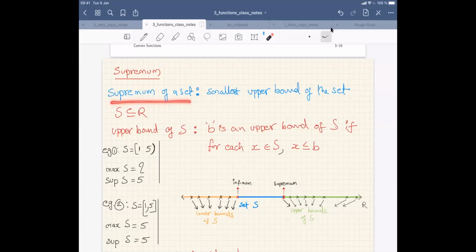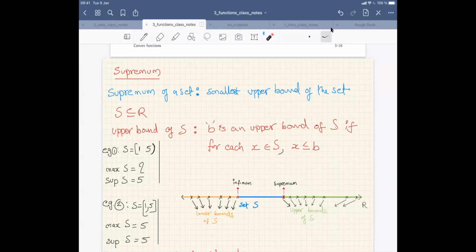So supremum of a set. We have a set, it has a supremum, okay? And that supremum of a set is the smallest upper bound of the set. So I will explain, what is an upper bound? Upper bound of a set S is defined as B. We will say that B is an upper bound if you pick any element from the set, that should be less than this guy, okay?